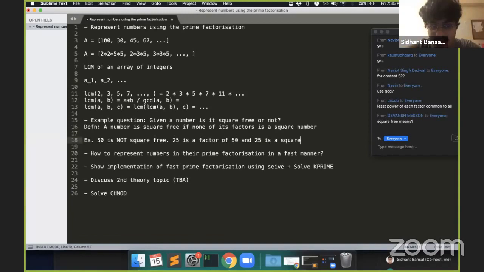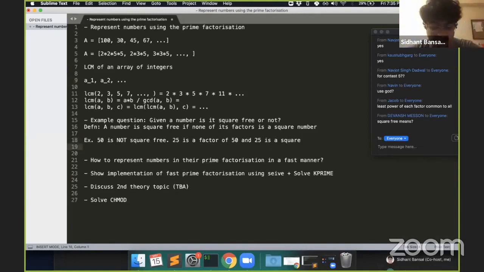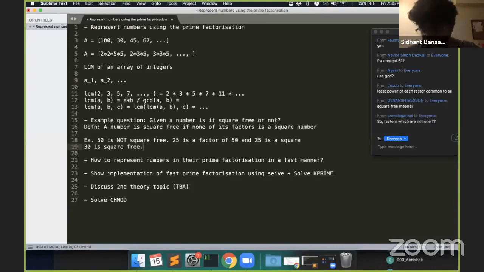Basically, a number is square free if all of its factors are not square numbers. Basically, none of its factors should be a square number. Another example could be, I don't know, 30. It probably is square free, because just iterate over all the factors of 30: 1, 2, 3, 5, 10, 15, 30, and none of them are squares.